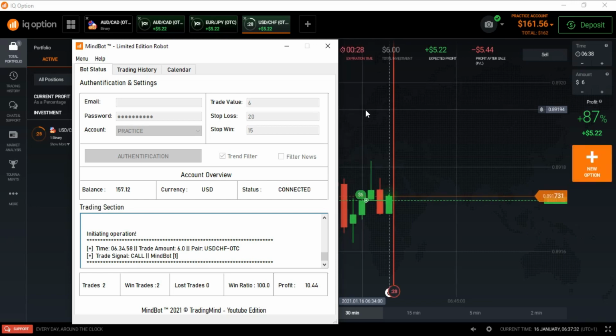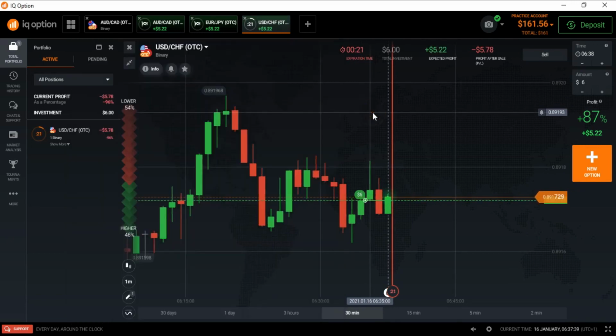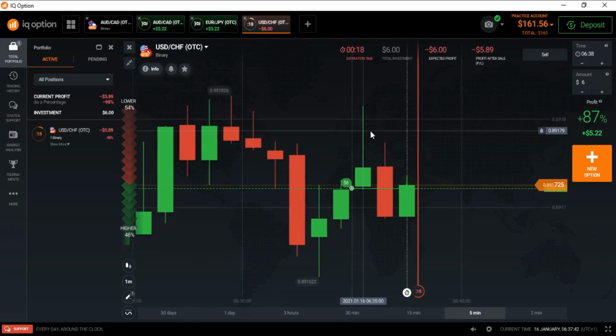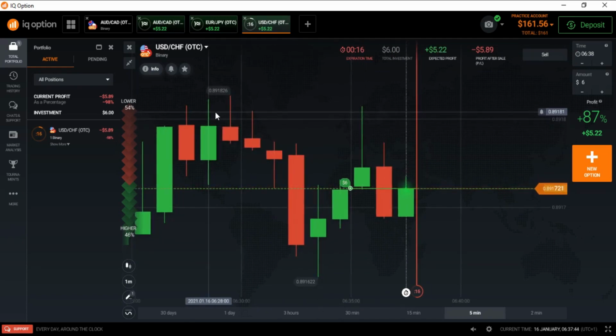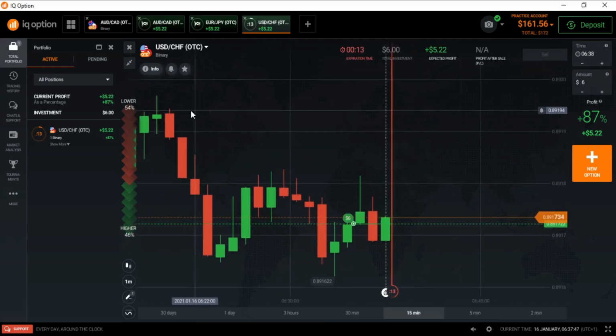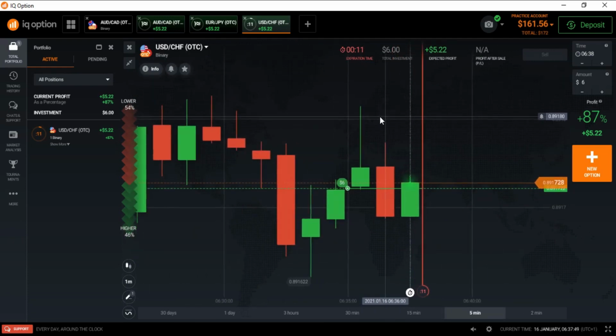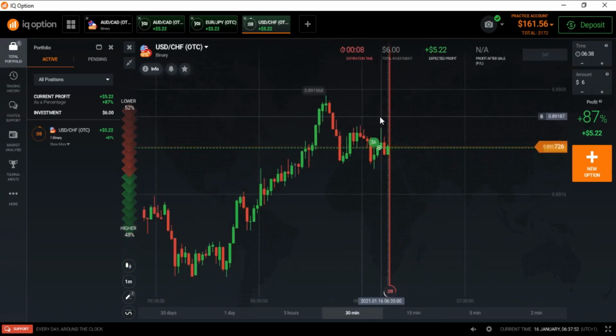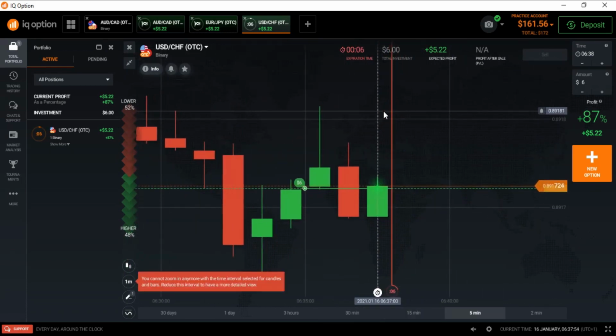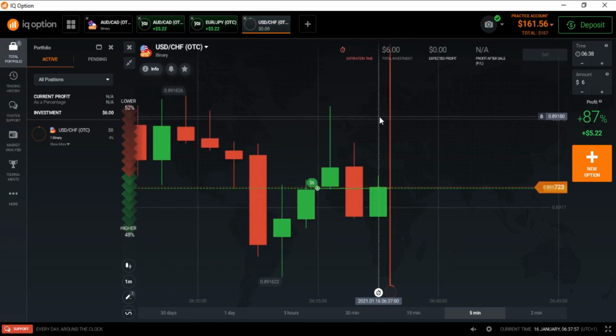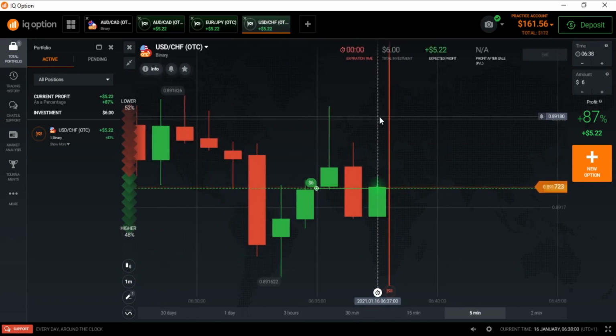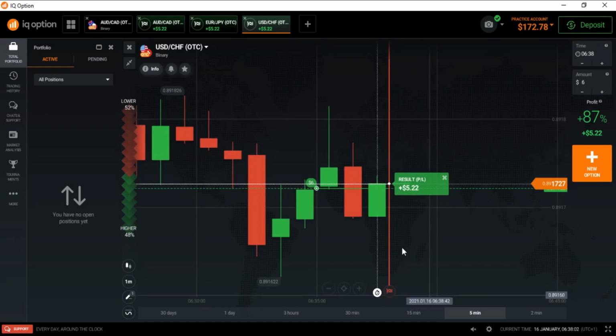So guys, as you can see, 30 seconds left for our trade, and our shot using our MindBot is not very bad. So as you can see guys, it's OTC and everything is not very clear because OTC is the market by IQ Option. So we hope the best for our trade. And it's a winning shot. So the robot has been closed and our target has been hit.